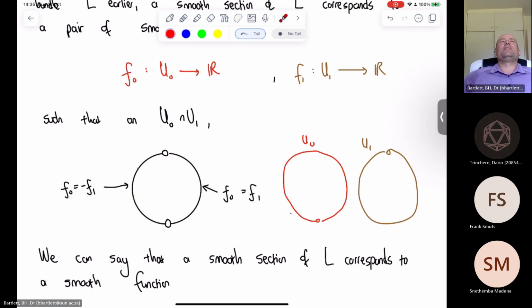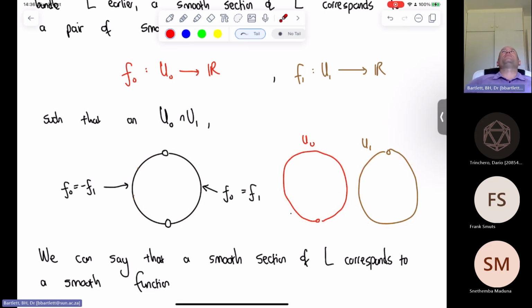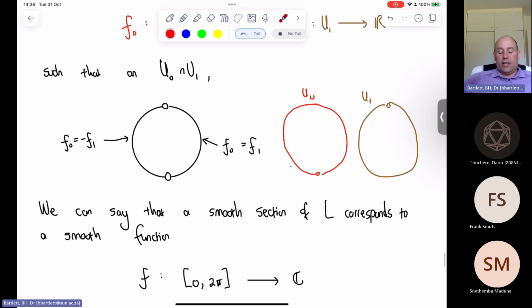Okay. So what have we got? We've got something which is not defined on the whole of S1. It's a pair consisting of something defined here and something defined here. And then it's got this sort of behavior. And we could write this in a different way. We could say, well, a smooth section of this line bundle then corresponds to an ordinary function on the interval 0, 2 pi.